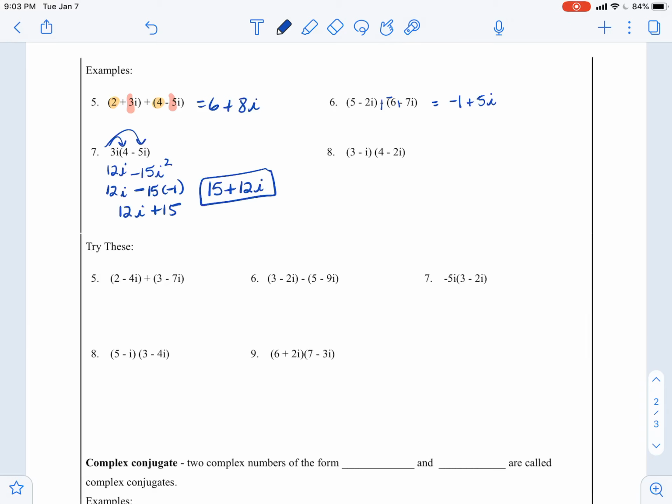Number 8. We're just going to FOIL. So first, outside, inside, and the last. Okay, I'm going to combine some like terms. And then again, I have an i squared, so that becomes a negative 1. So 12 minus 10i minus 2, which is 10 minus 10i.